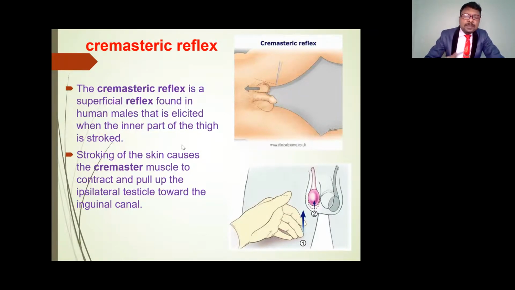And how will the response be in female persons? If we stroke the inner border of the thigh, the response will be contraction of the vaginal muscles. The vaginal muscles show the response; they get the contraction. So this is called the cremastic reflex. We can easily do these reflexes in assessing spinal cord injury patients.